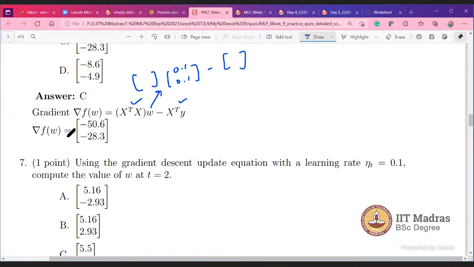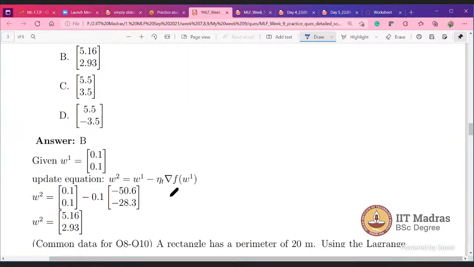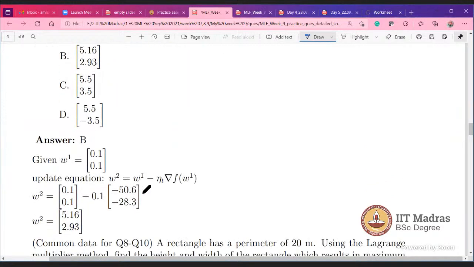So once you found the gradient value also, then this question we have asked to find what will be the value of the weight at the second iteration, at time t equal to 2. So here learning rate is 0.1. So your formula is simply you have to subtract this learning rate multiplied by your gradient of the first step from the W1. So you will get your W2.